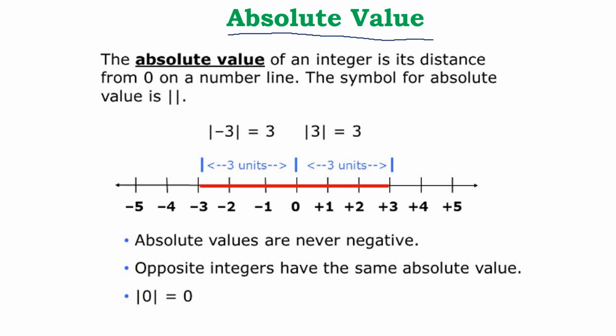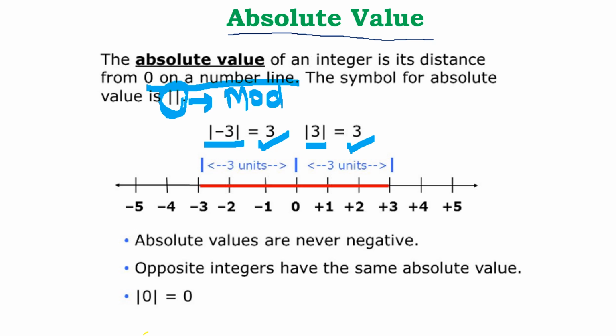Now, talking about the absolute value of integers. Absolute value of an integer is its distance from 0 on a number line, irrespective of the sign. For absolute value, we use these two parallel lines. They are read as mod, M-O-D. So, absolute value of -3 is 3. The absolute value of 3 is also 3. Getting the point? It only counts the distance.